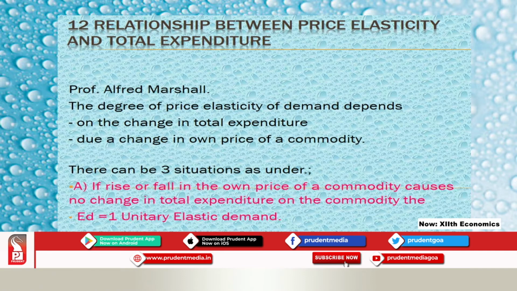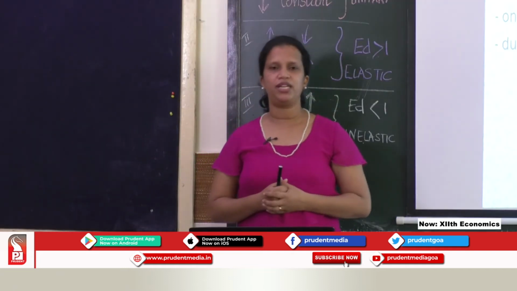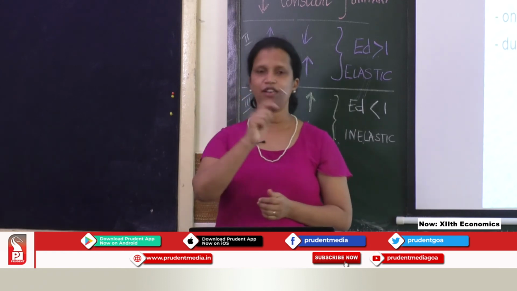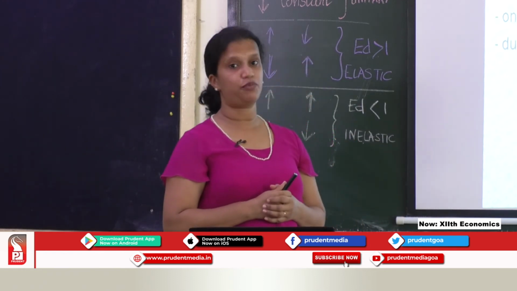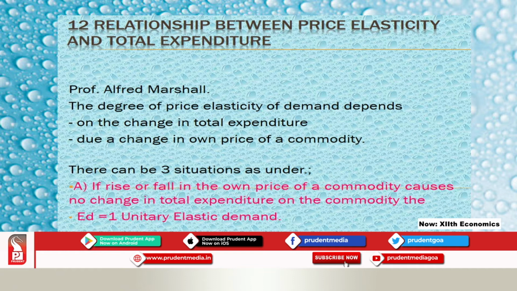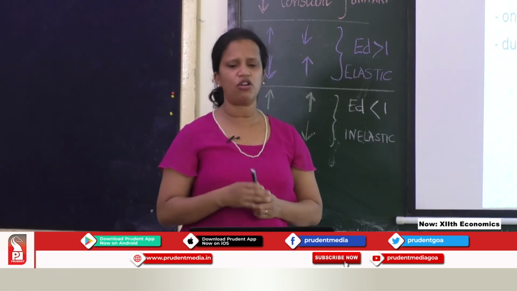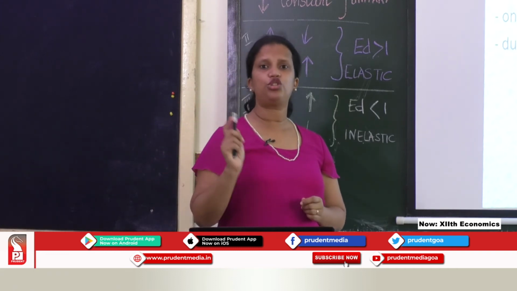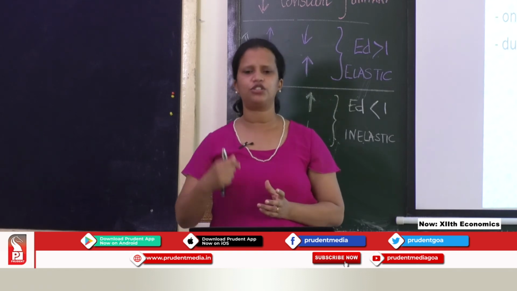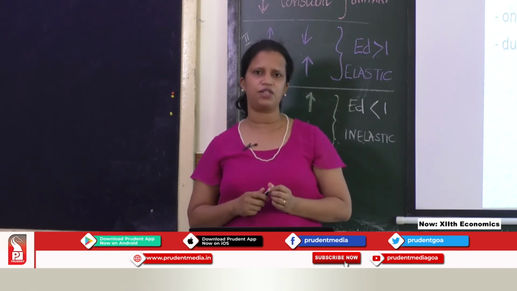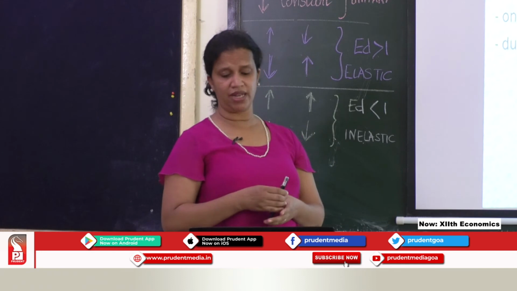Now we are going to look at the relationship between price elasticity of demand and total expenditure. This relationship between price elasticity and total expenditure has been put forth by Professor Alfred Marshall. Professor Marshall says that you are able to find out if a commodity is elastic or inelastic depending on the change in total expenditure in relation to the price of the commodity. Now, what does he mean by this?